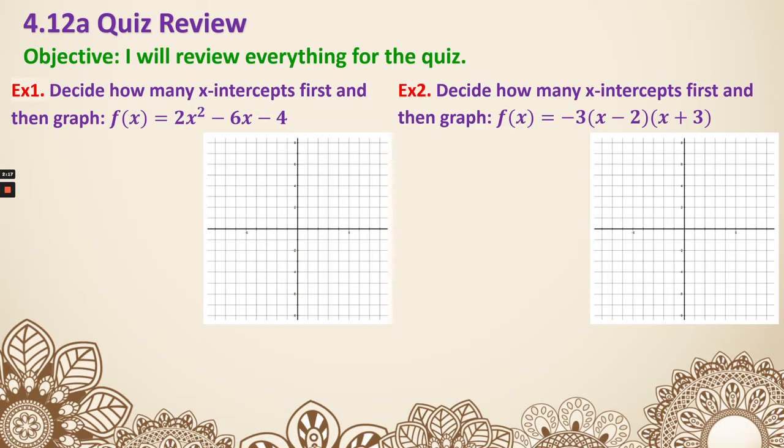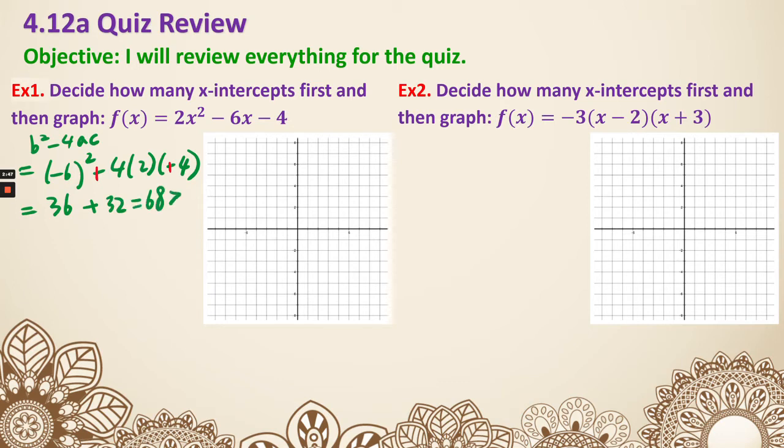Number 1, we're going to decide how many x-intercepts we have first, and then we're going to graph. So we're going to calculate our discriminant. b squared minus 4ac in this case is negative 6 squared minus 4 times 2 times negative 4. So we have 36. Careful with the signs, that's minus minus, so it becomes plus. And we have plus 4 times 4, 16 times 2, 32, which is 68. And it's bigger than 0, so we have 2 x-intercepts.